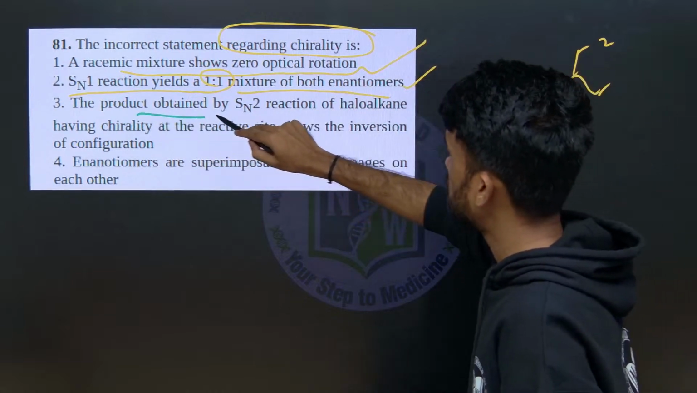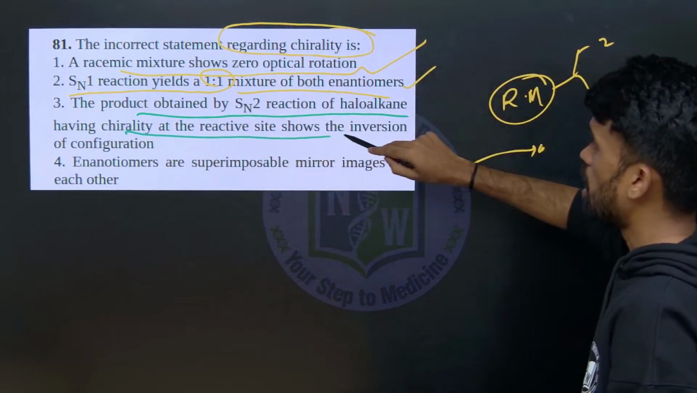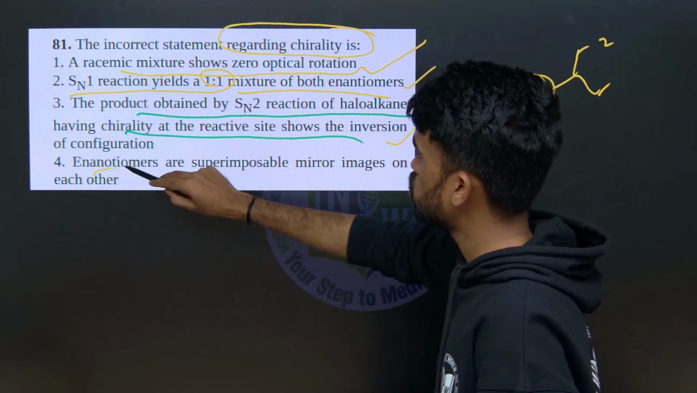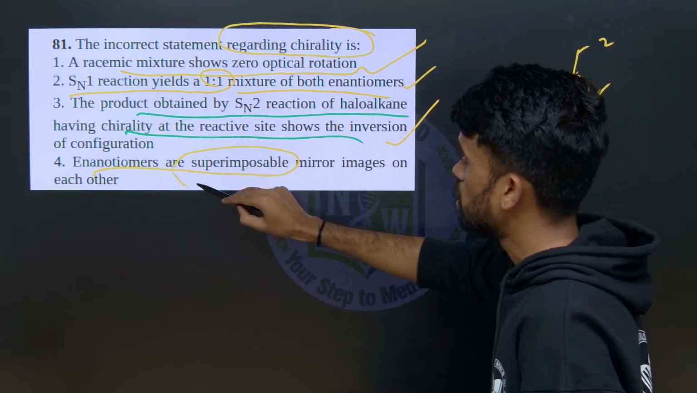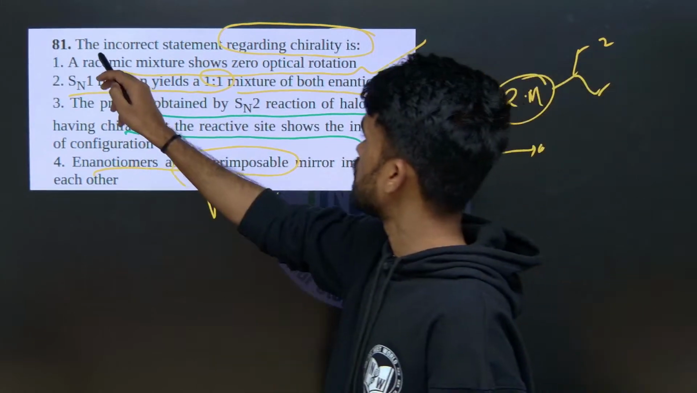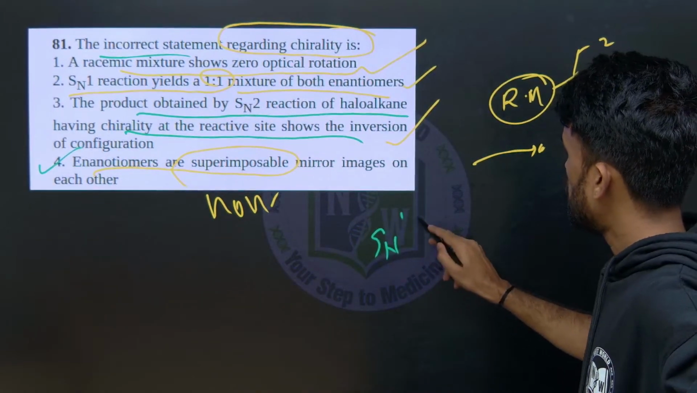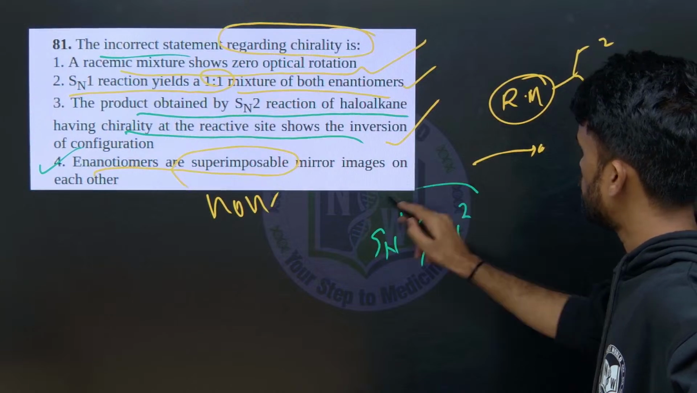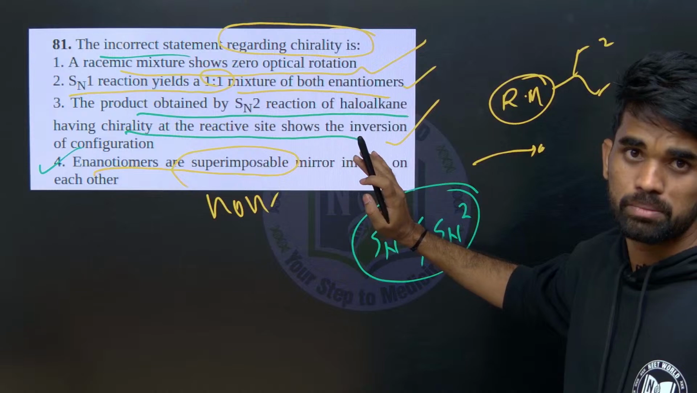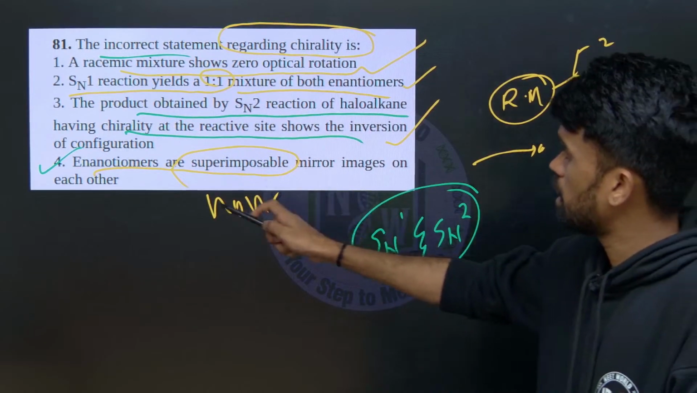The product obtained on SN2 reaction of haloalkanes having chirality will have inversion of configuration. This is also correct. Fourth statement, enantiomers are superimposable mirror images. No, these are non-superimposable mirror images. So the fourth option is incorrect, so you should choose this. About SN1 and SN2, there is a very nice video in which I have explained everything related to the mechanism part. So you can watch that for more information. I hope it is clear.